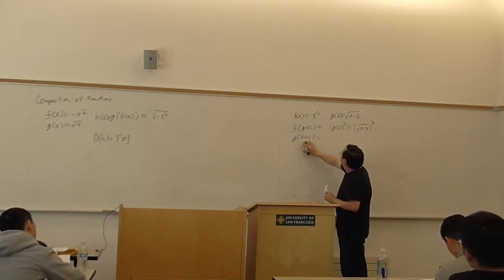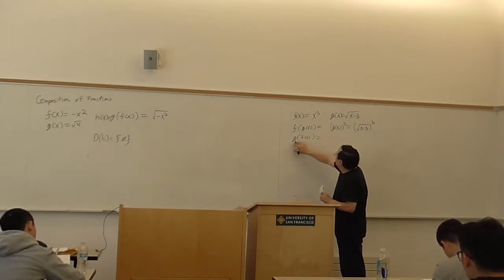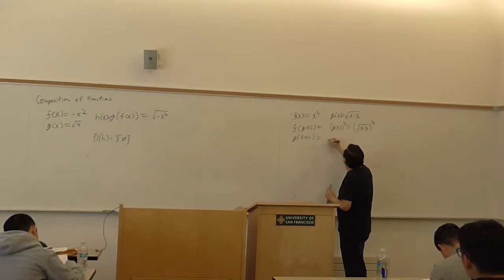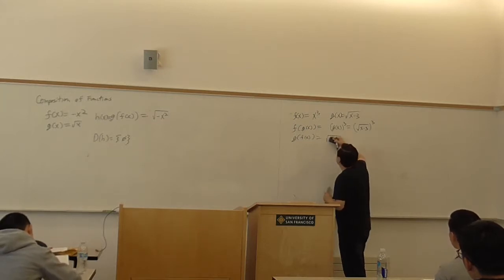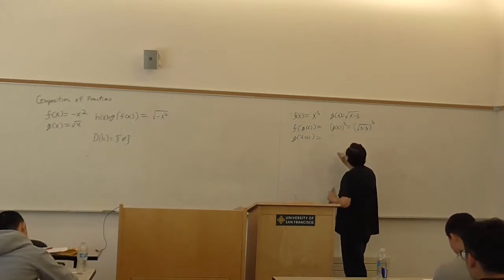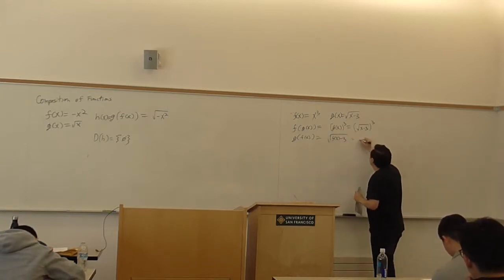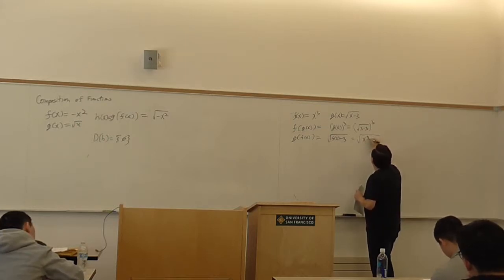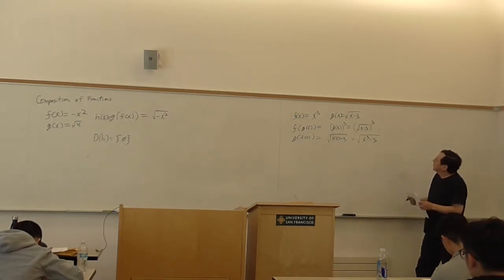And here f of x is my independent variable for g of x. So that becomes x cubed. It becomes square root of f of x minus 3, which equals square root of x cubed minus 3. Okay, those are pretty different.